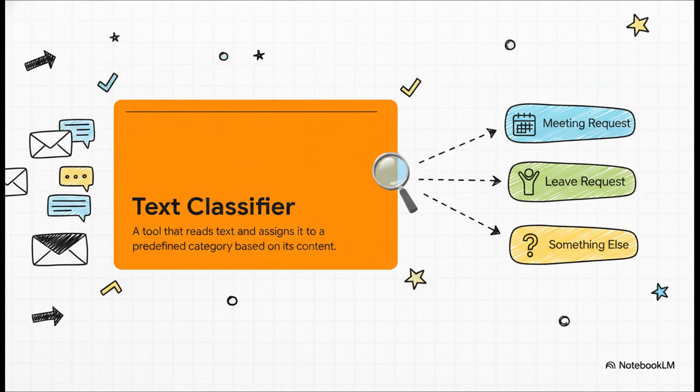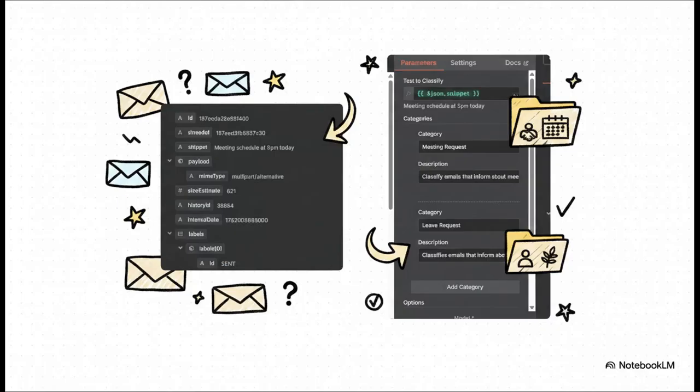For our project, we're basically asking it, hey, is this a meeting request or is it a leave request? The classifier is going to make that decision for us every single time. And this is a perfect visual for how it works. Over on the left, you've got the input. The classifier grabs the raw text from the email, just a little snippet. And on the right, those are the choices we gave it, meeting request or leave request. The AI's entire job is to look at the left and pick one of the options on the right.